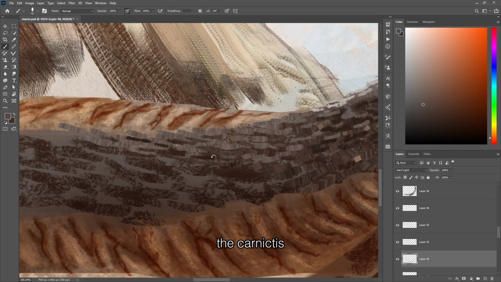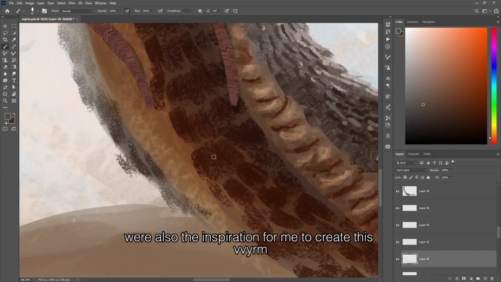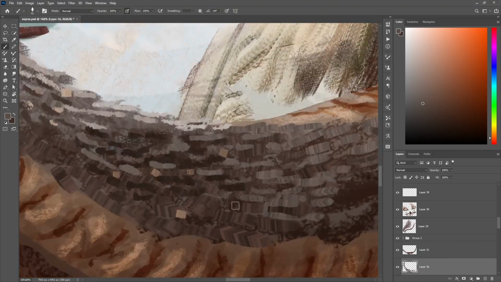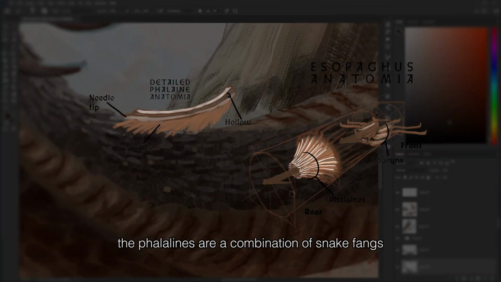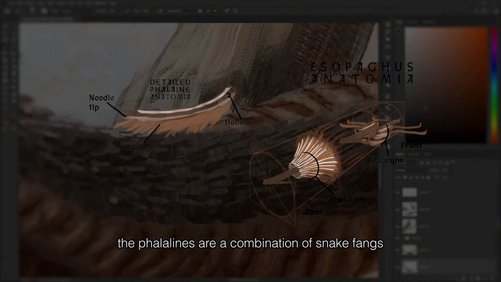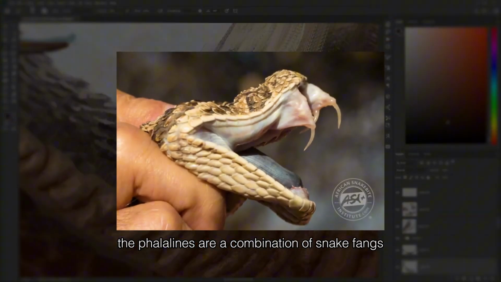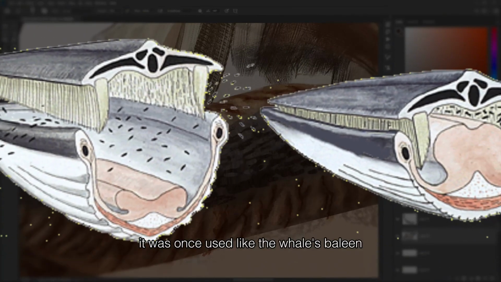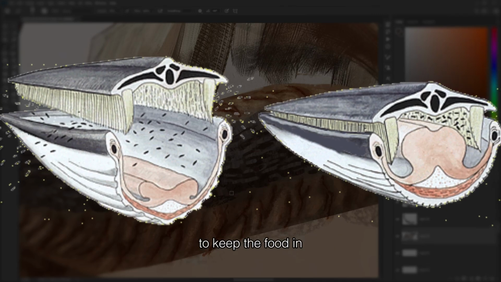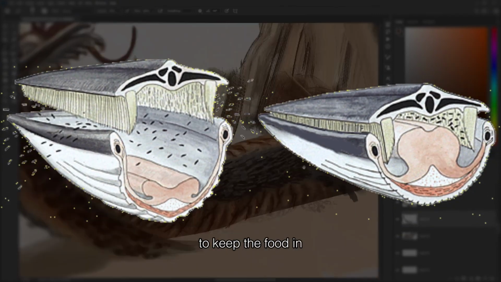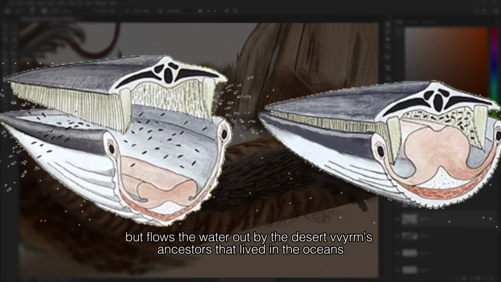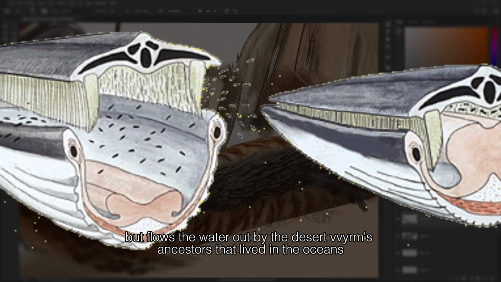The crinoids were also the inspiration for me to create this worm. That's the 8th animal group. The felians are a combination of snake fangs and the whale's baleen. It was once used like the whale's baleen to keep the food in but flow the water out by the desert worm's ancestors that lived in the oceans.